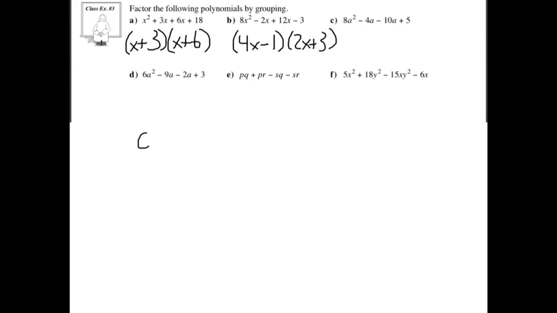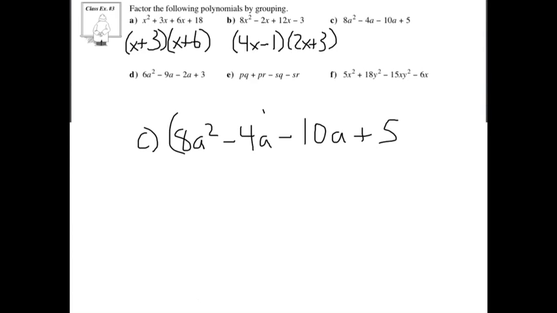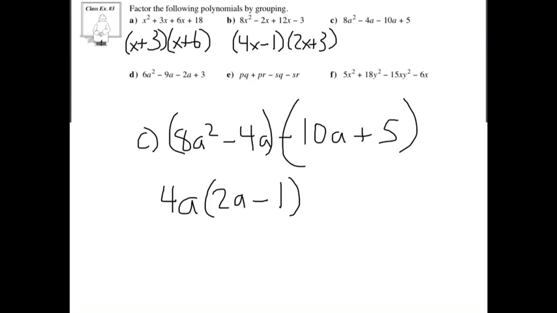With C, we have 8a squared minus 4a minus 10a plus 5. Let's put brackets around the first two and brackets around the next two. 8a squared minus 4a, what they have in common is 4a. So 8a squared divided by 4a is going to be 2a, and 4a divided by 4a is going to be 1, so it's going to be negative 1.